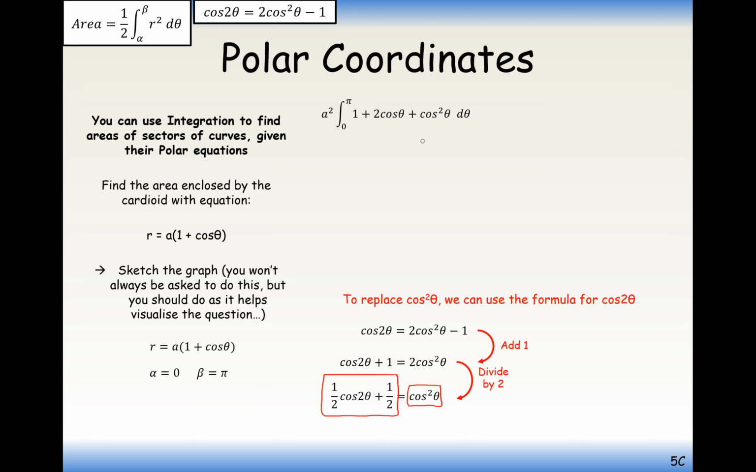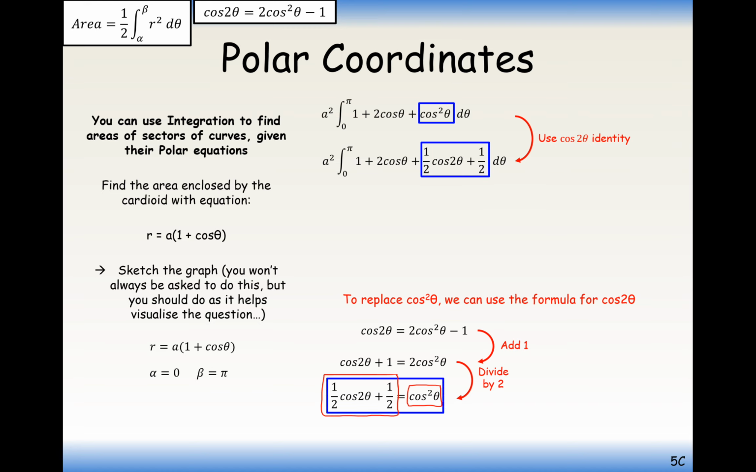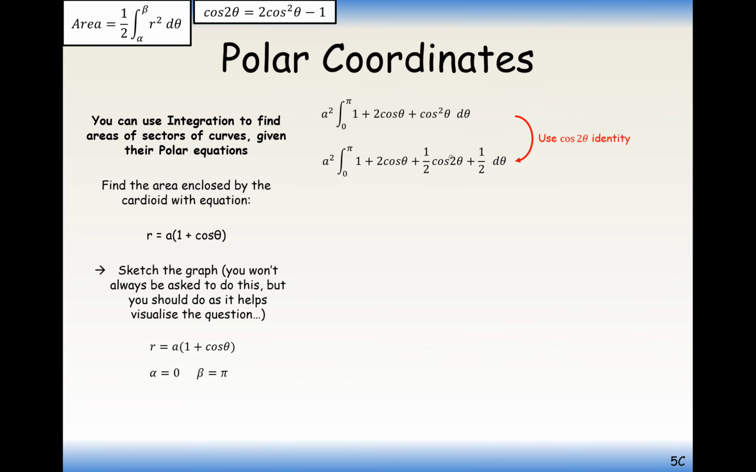So we'll replace cos squared with this expression here. So that's what we'll do. We'll use the cos double angle identity, because they are equivalent and this is easier to integrate.